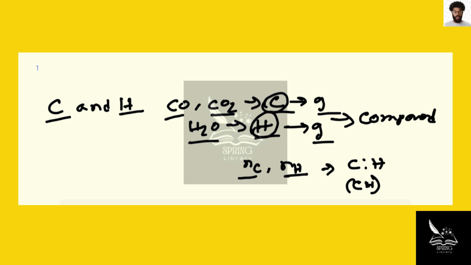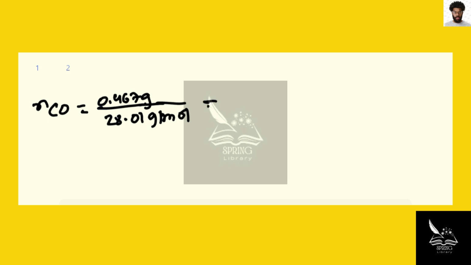So our first step will be to find out the number of moles of each product. So the number of moles of carbon monoxide produced will be the mass of carbon monoxide, which is 0.467 gram, over the molar mass of carbon monoxide, which is 28.01 gram per mole, and it will give us a value of 0.0167 mole.